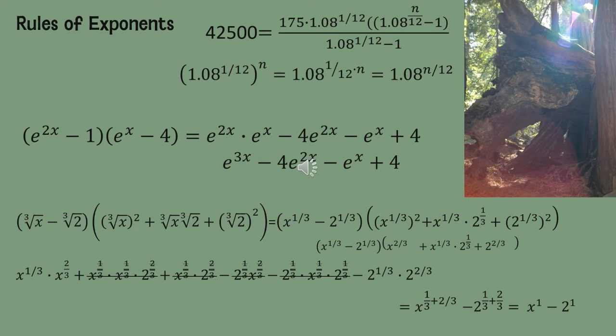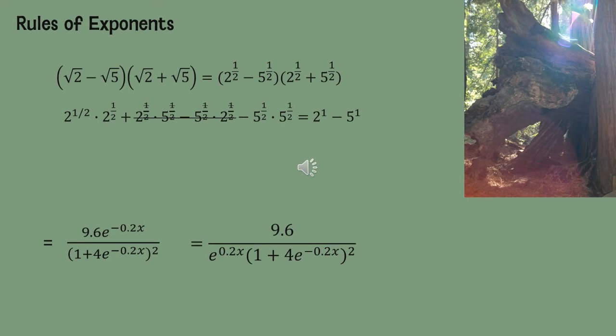You mainly should be aware that a 1/3 power times a 1/3 power is not going to give you x to the first power. It'll give you x to the 2/3 power. In order to get x to the first power, you need to have x to the 1/3 times x to the 2/3, because 1/3 plus 2/3 is how you're going to actually obtain the 1.